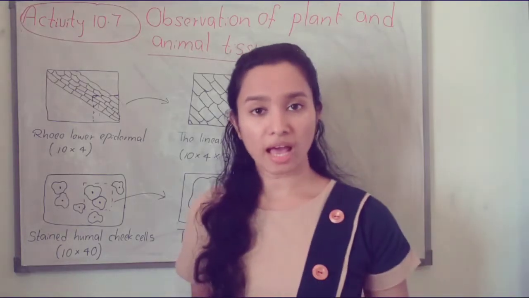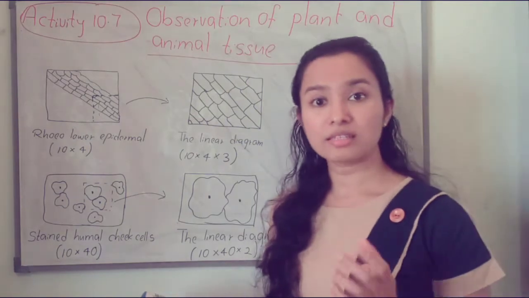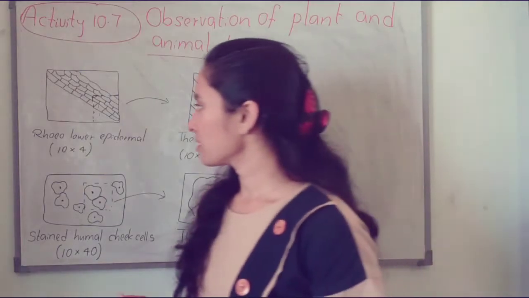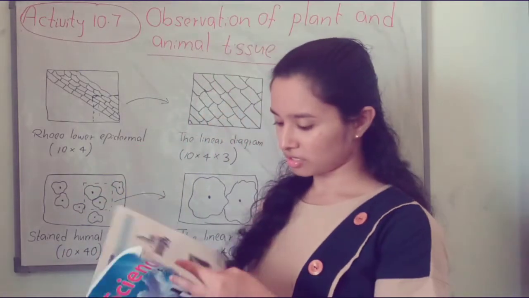Then you have to draw the diagram. This drawing diagram, we call it the linear diagram. Drawing one, we call it linear diagram. So here, this is the picture.